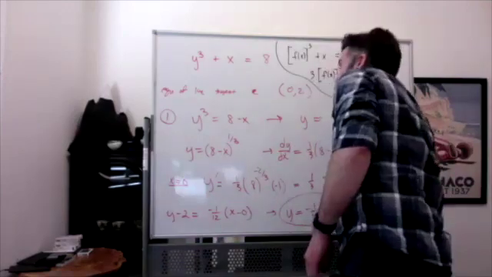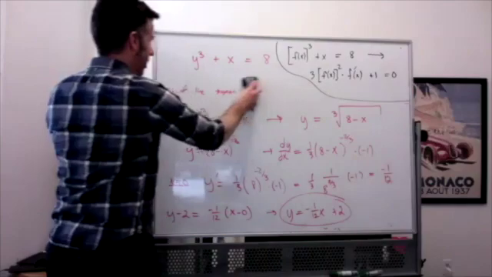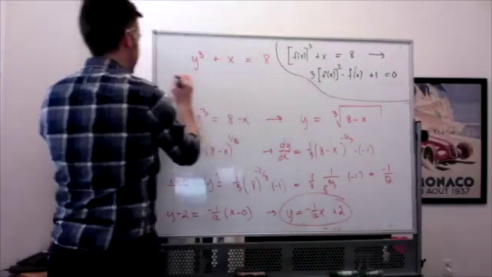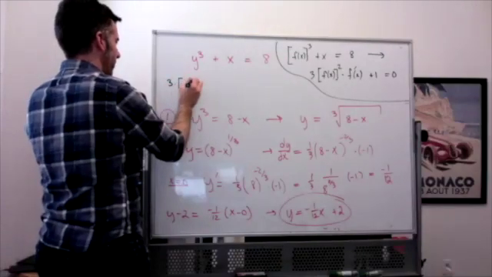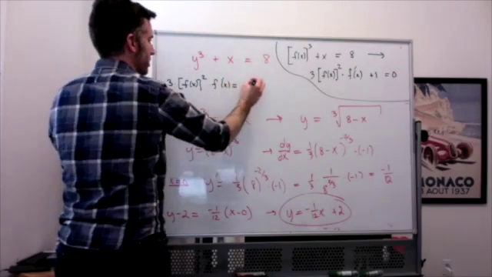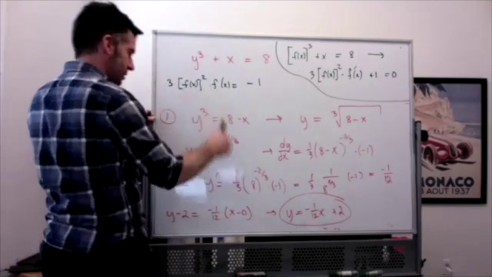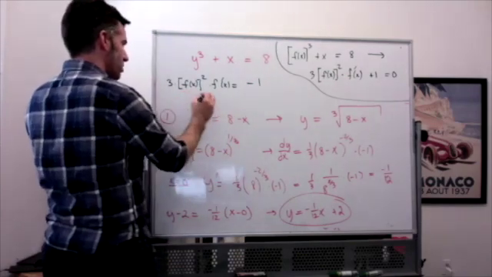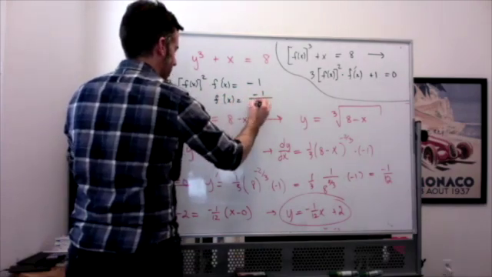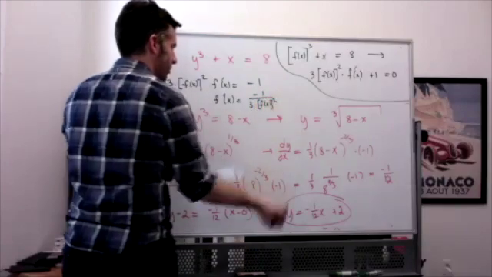I'm going to erase this first so you can remember that. So if I solve for y prime, look what happens. I have 3 times f of x squared times f prime of x equal to negative 1. And then if I divide by this, I have f prime of x equal to negative 1 over 3 times f of x squared.